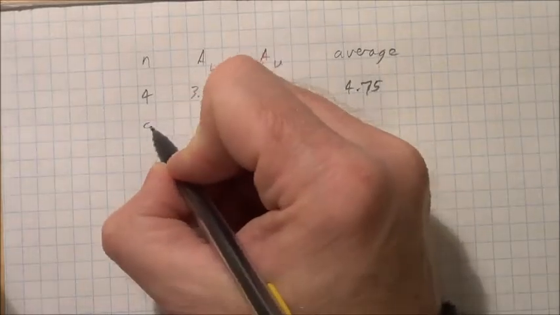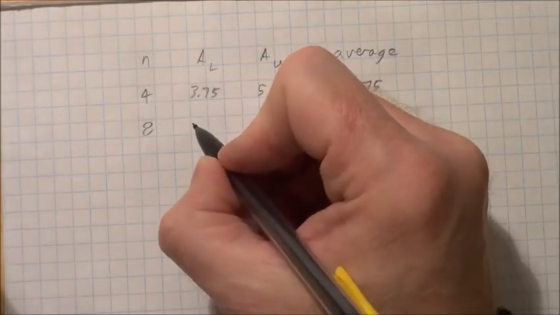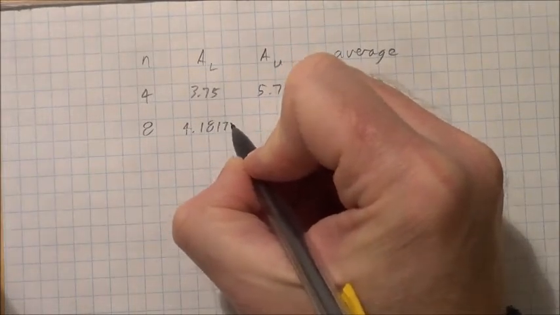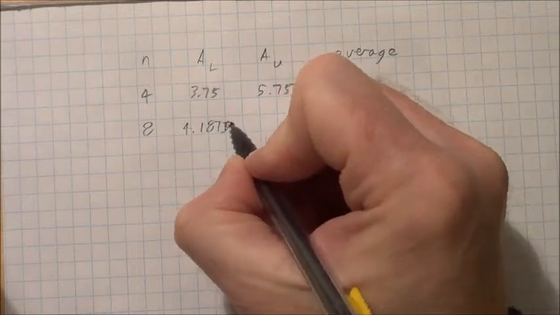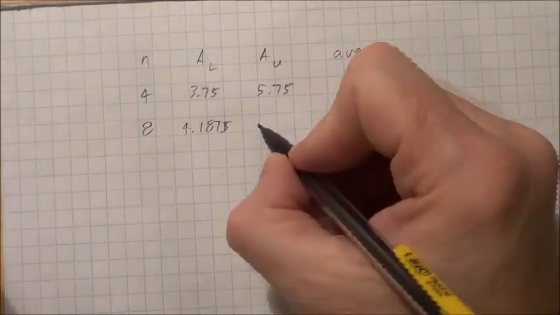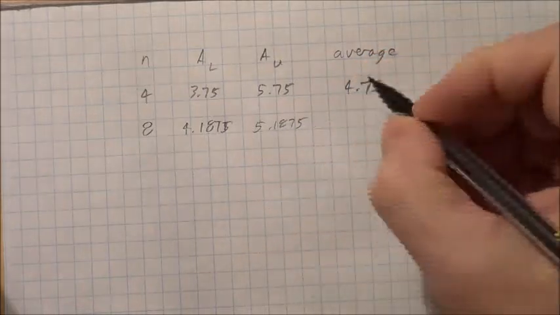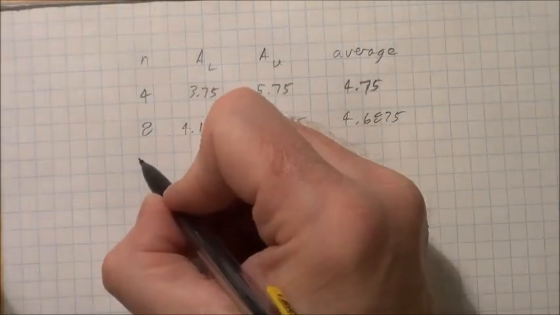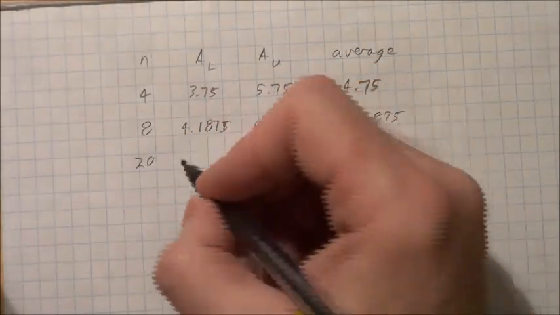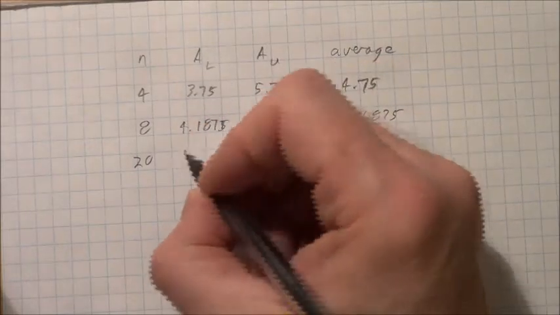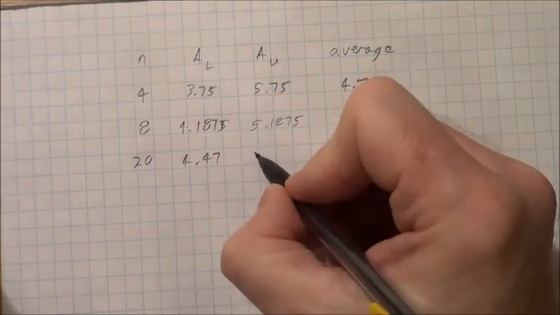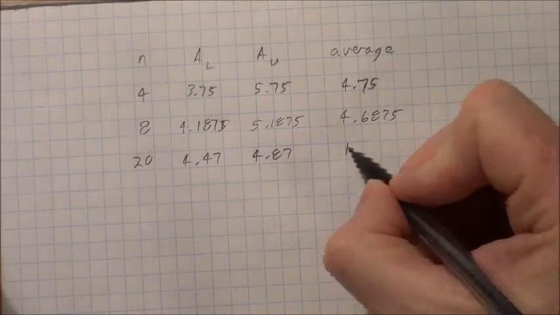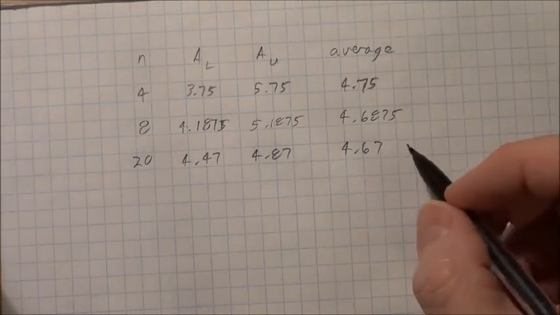If we went to 8 subintervals, 8 rectangular strips, the lower area would be 4.1875. Sorry, 3.1875. And the upper area is 5.1875. And then the average of those is 4.6875. If we then jumped up to 20 subintervals, 20 rectangular strips, the area of the lower rectangles is 4.47 units squared, the area of the upper rectangles was 4.87 units squared, and the average was 4.67 units squared.